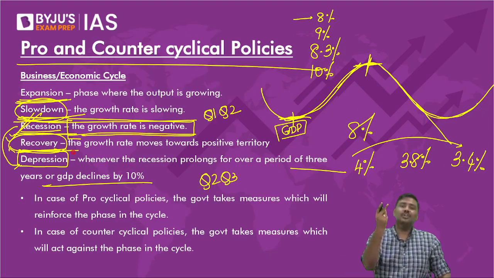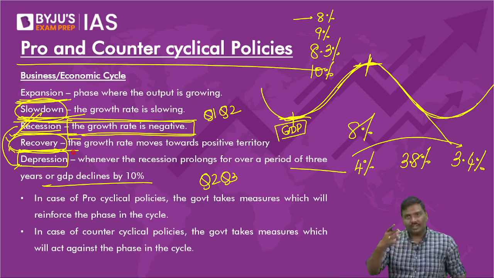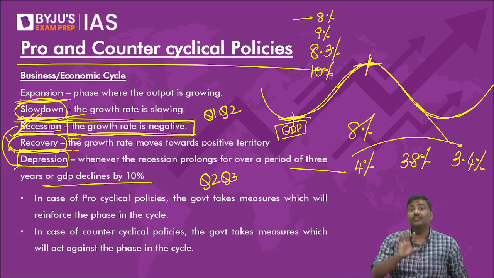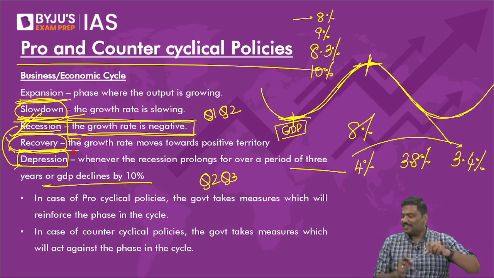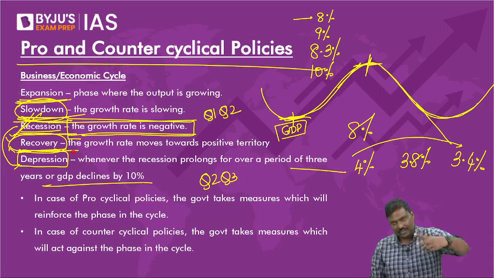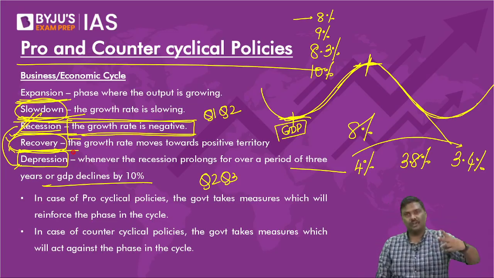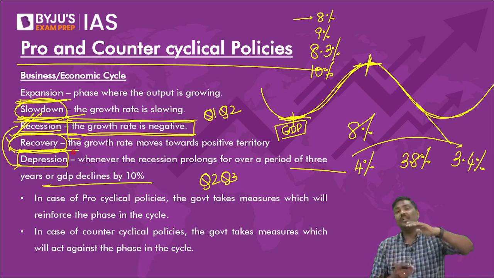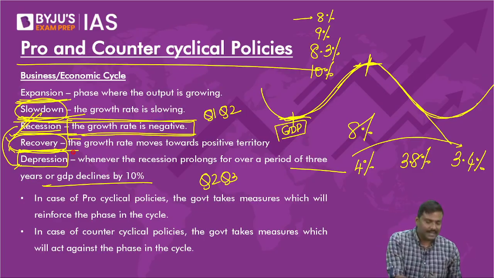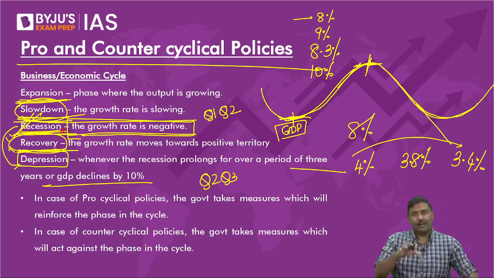Recession means, for 2 consecutive quarters, this is the 4th time we are discussing recession, by the way. Earlier also we have discussed. Recession means for 2 consecutive quarters, you will have a negative growth rate. Right? Your GDP value will not increase. GDP value will decrease. That is a recession.